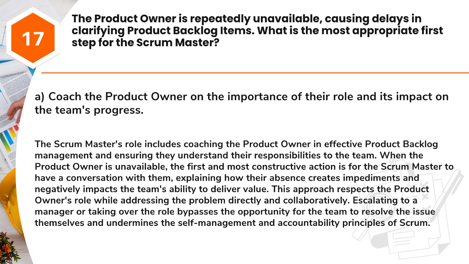Answer: A. Coach the product owner on the importance of their role and its impact on the team's progress. The Scrum Master's role includes coaching the product owner in effective product backlog management and ensuring they understand their responsibilities to the team. When the product owner is unavailable, the first and most constructive action is for the Scrum Master to have a conversation with them, explaining how their absence creates impediments and negatively impacts the team's ability to deliver value. This approach respects the product owner's role while addressing the problem directly and collaboratively.